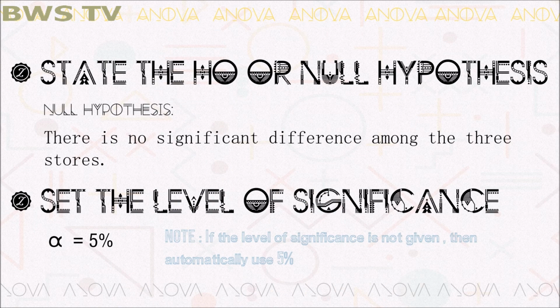So first, we have to state the null hypothesis. The null hypothesis says that there is no significant difference among the 3 stores. Next, we have to set the level of significance to 5%. Note that this must always be done in cases where the level of significance is not specified.